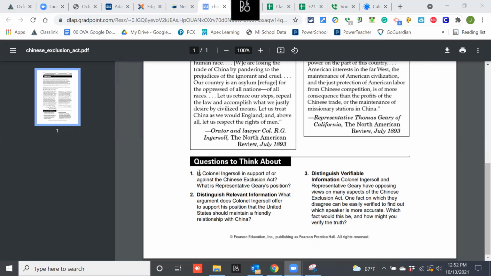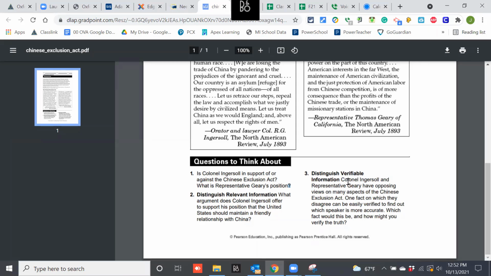So question 1, is Colonel Ingersoll in support of or against the act? Same thing with Representative Gary. So we want to know whose side is on who, like who supports it, who doesn't. Okay, another question is an argument that Colonel Ingersoll gives in support of the position that he takes. So we've got to know why he thinks a certain way.